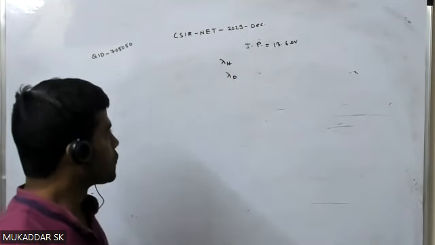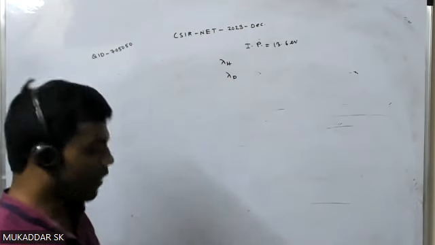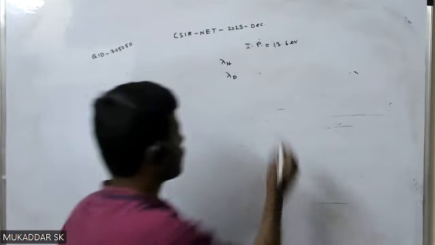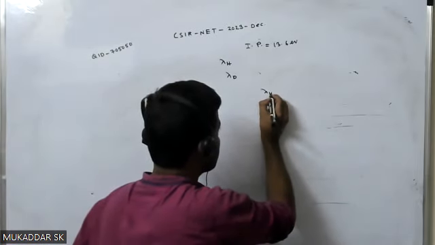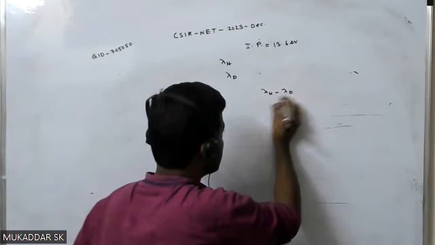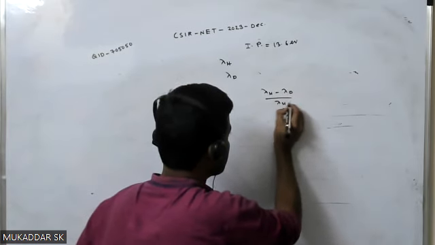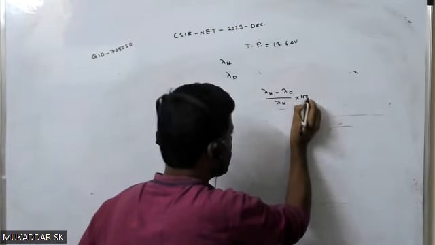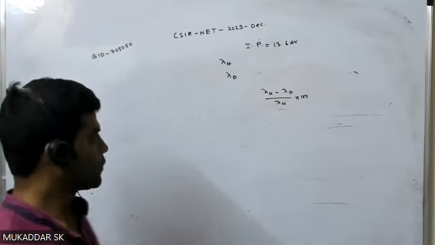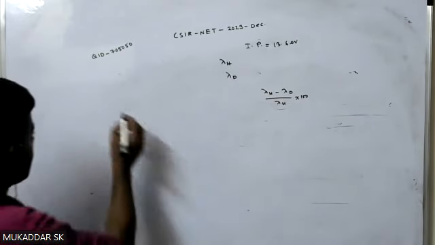Okay, so what do you have to find? You have to find the approximate value of this quantity: lambda h minus lambda d, divided by lambda h, into 100. So this quantity you have to find. A wonderful question, so let us solve it step by step.